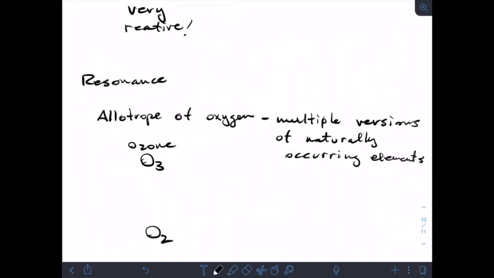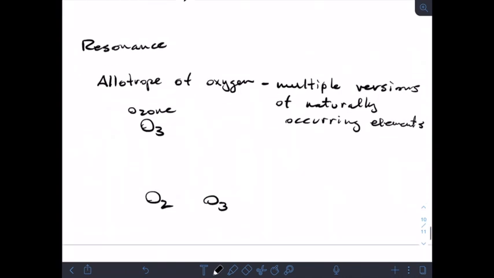Okay. Normally, oxygen is O2, right? That's the naturally occurring version of oxygen. But you can also find oxygen in nature as O3. You can also have allotropes of sulfur. Sulfur has lots of them, 6, all the way up to like S10, okay, which was my first truck, a Chevy S10. But the allotrope of oxygen we're going to work with in this example is O3.